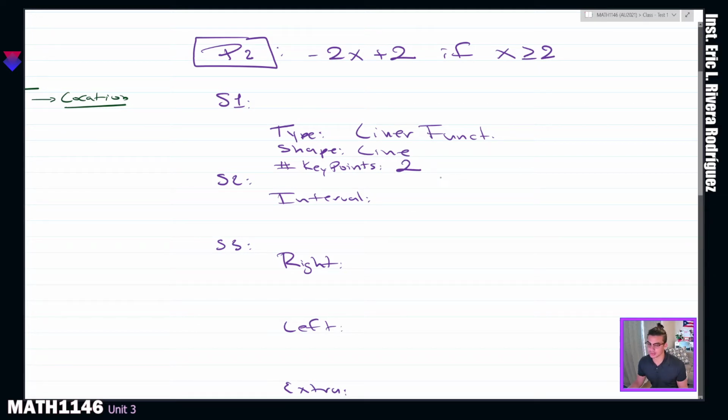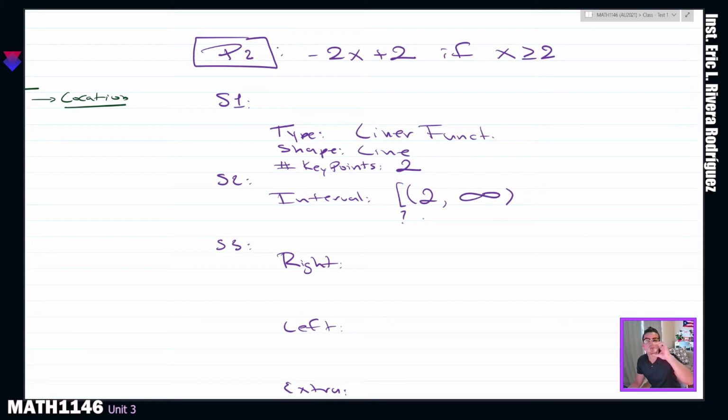The interval, Anthony, I like what you did. From left to right, we have 2 to positive infinity, but I want to check on your left boundary. Are you going to use a square bracket or parentheses? It is a bracket. We use a bracket here because of the equal condition here.